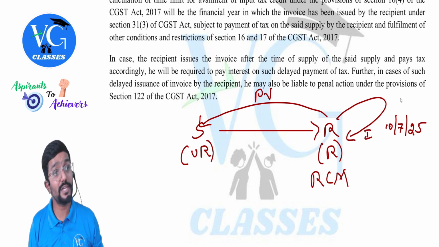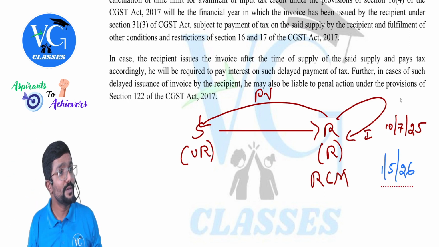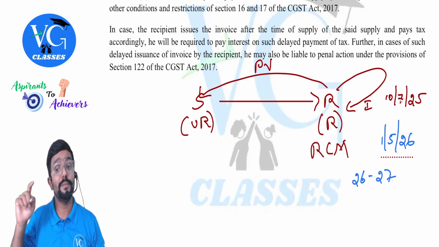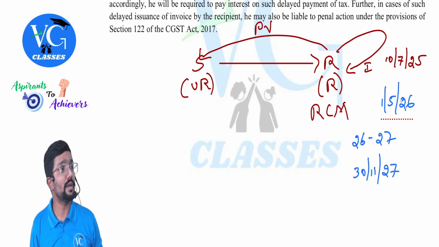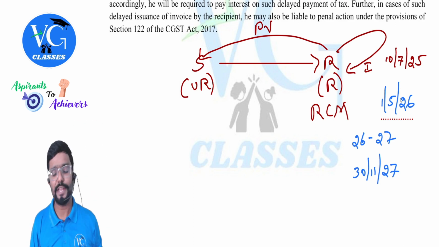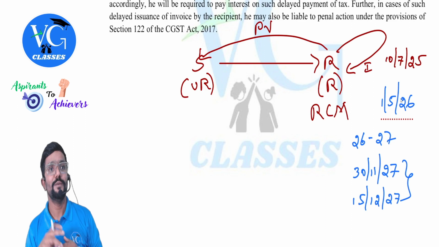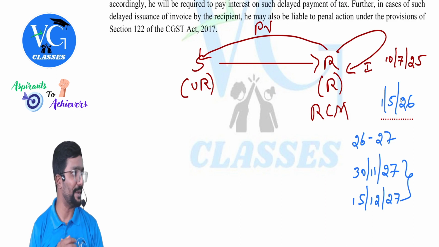But assume he issued the invoice for himself on 1st May 26, next year. So the invoice date will fall in which year, guys? 26-27. So he will have time to claim credit till when? Till 30th November 27 or the actual date of filing the annual return for 26-27. Assume the actual date of filing the annual return for 26-27 is 15th December 27, guys. Whichever is earlier, 30th November. Means as there is a benefit of giving the invoice for yourself later, you might extend the time.